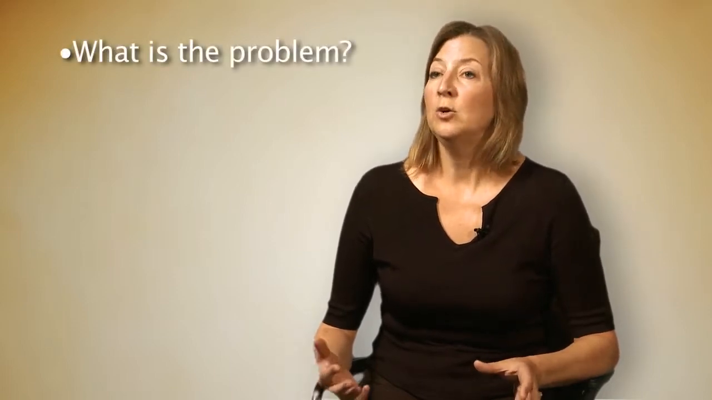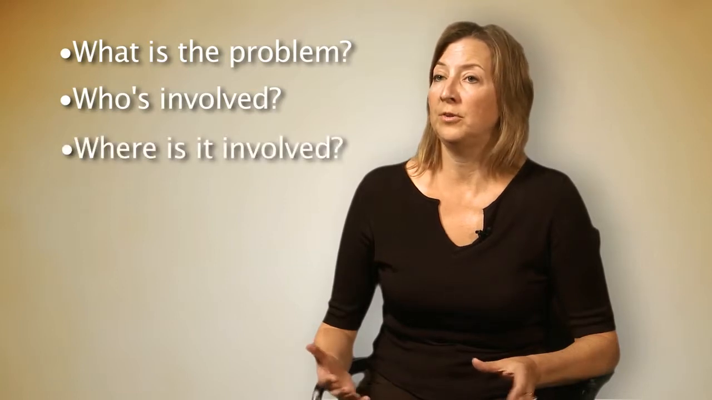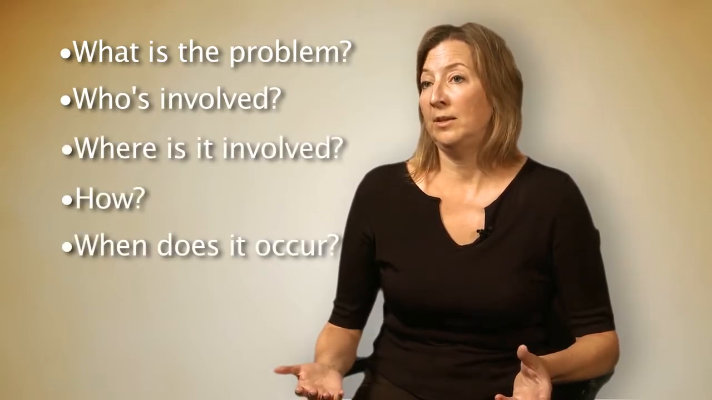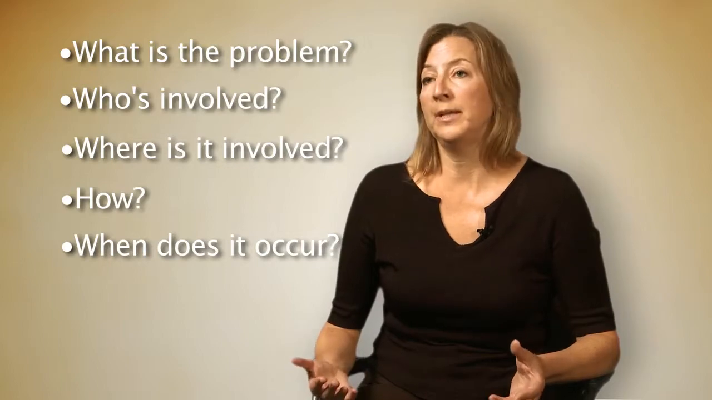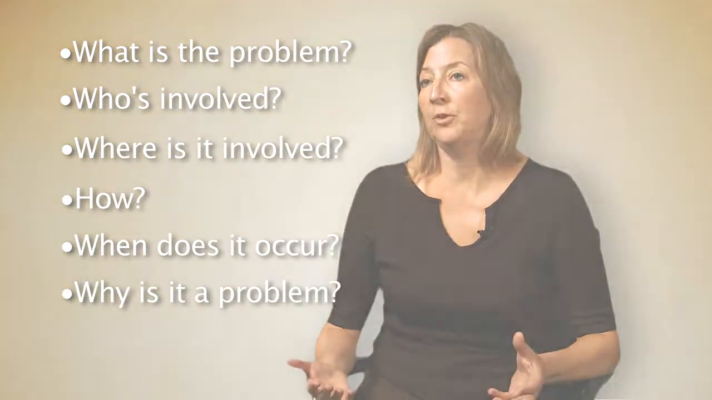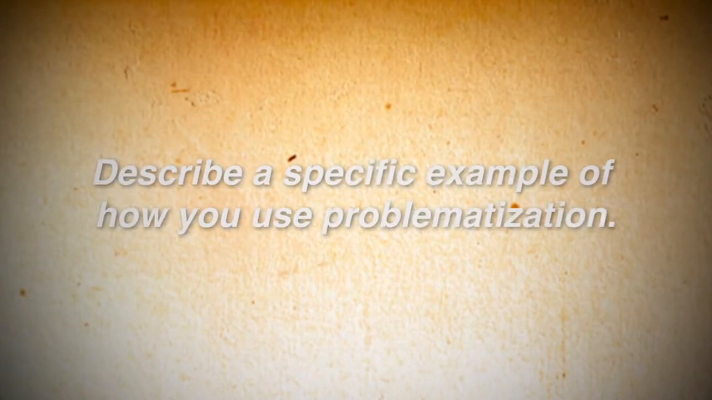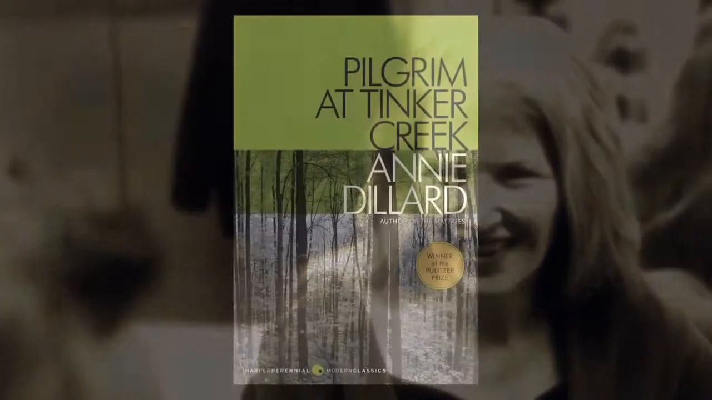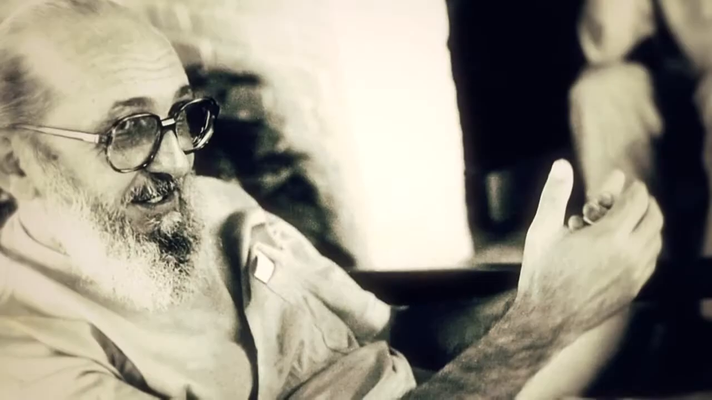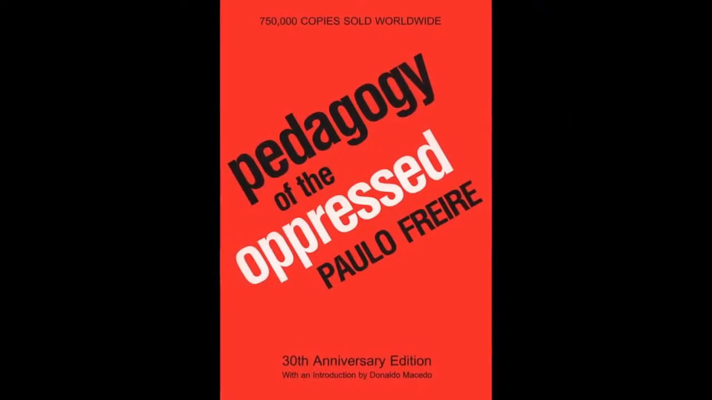We ask, first of all, questions about the problem: what the problem is exactly, who's involved, where is it involved, how, when does it occur, and most importantly, why is it a problem? Why is it occurring? We try to look more at how others are problematizing, how Annie Dillard problematizes the act of seeing, or how Paulo Freire problematizes learning in the context of social relations or class struggle.